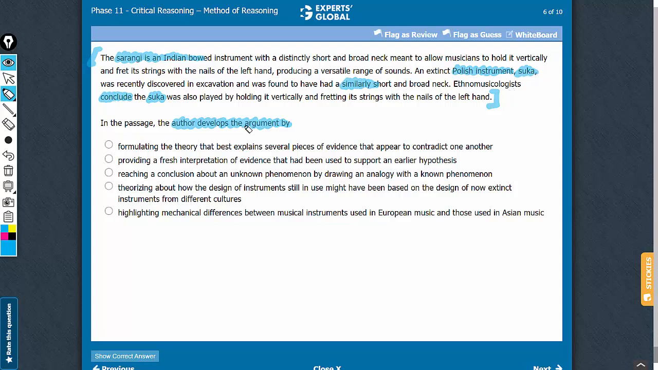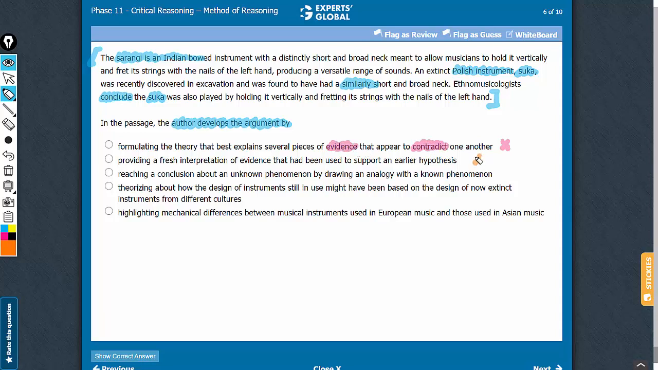So before moving into the answer choices, what should be our broad expectation from the correct answer choice? The broad expectation is that the author develops the argument by drawing analogy with something similar. Choice A does not talk about anything on the lines of drawing an analogy or showing similarity. This rather talks about contradicting evidences, which is not the case.